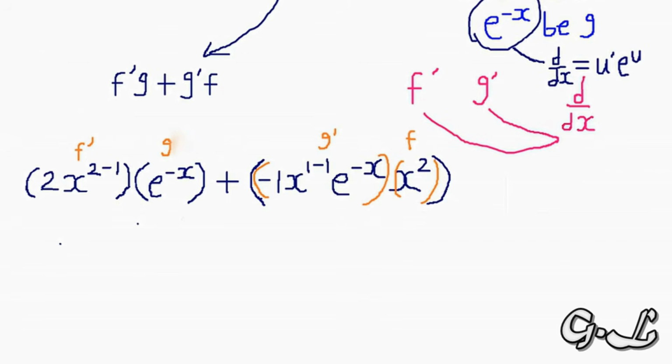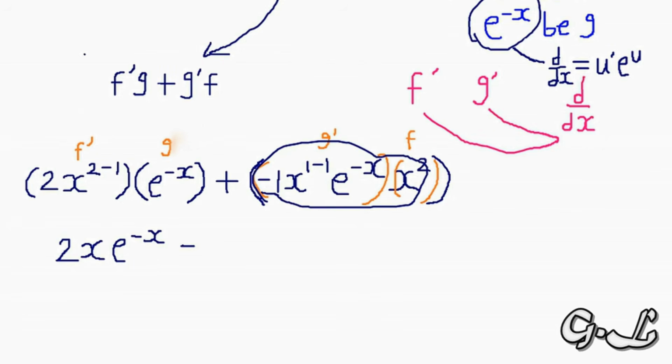And then the next thing that we're going to do is consider the calculations and the simplification. So the first part, when you simplify 2x to the power 2 minus 1, it will give you 2x. Simply because 2 minus 1 gives you 1, and x to the power 1 gives you x. So we're going to remain with 2x. And then we also have another expression, which is for g prime. In such a case, it is e to the negative x.